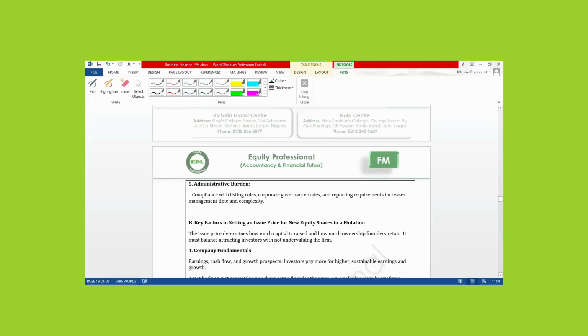This private company, we must give the share a price. Like the case of Zenith in 2004 and GT Bank in 2004. Both banks converted to public company in 2004. March 31st, Zenith. April 1st, GT Bank. And we must determine the share price.